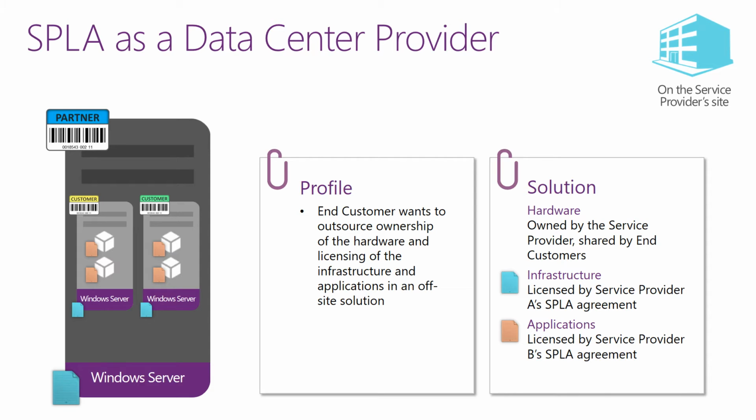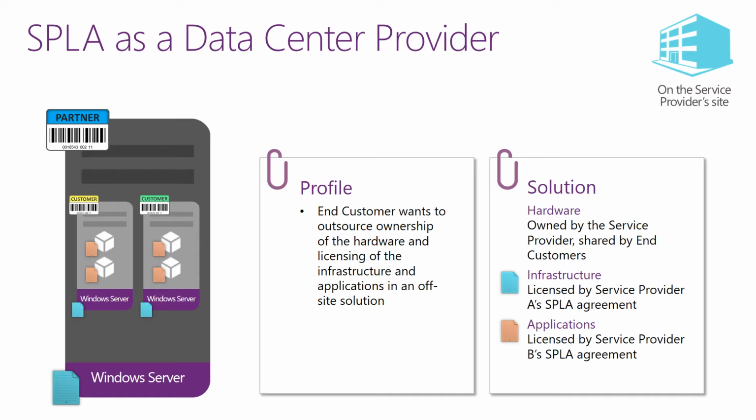Then there is another service provider, B, who uses the infrastructure of service provider A and then licenses the applications through his own SPLA agreement. So he will charge the yellow and green end customers for the solution that's provided, and then he will report the application licenses to his SPLA reseller, and then pay service provider A a fee for the infrastructure services. Service provider A, in turn, will report the infrastructure licenses to his SPLA reseller.